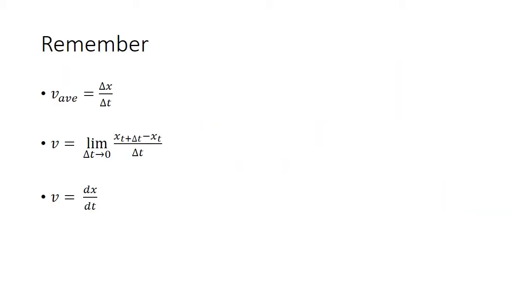Again, this is what I just said. The average velocity, we define that as the displacement. Remember, delta x is displacement, over time. The displacement is the x at some later time minus the x at the original time. And so we take the limit, and that gives us the derivative, which is the velocity.